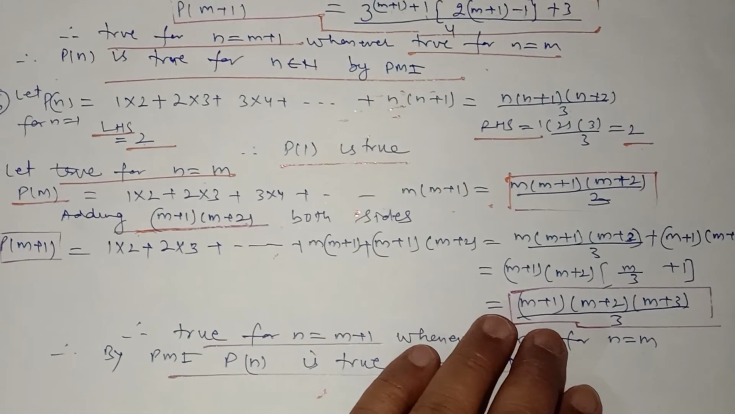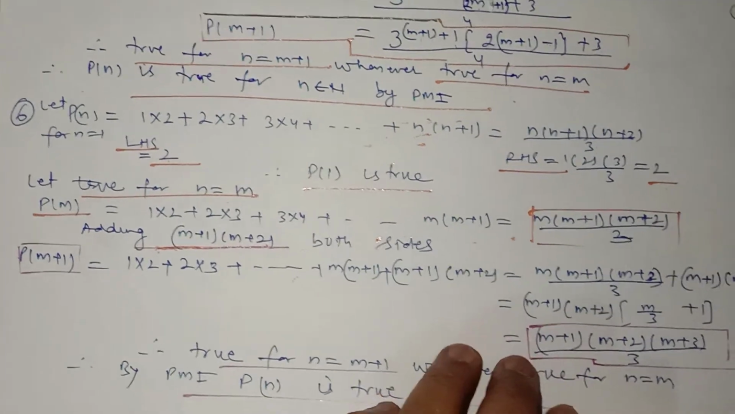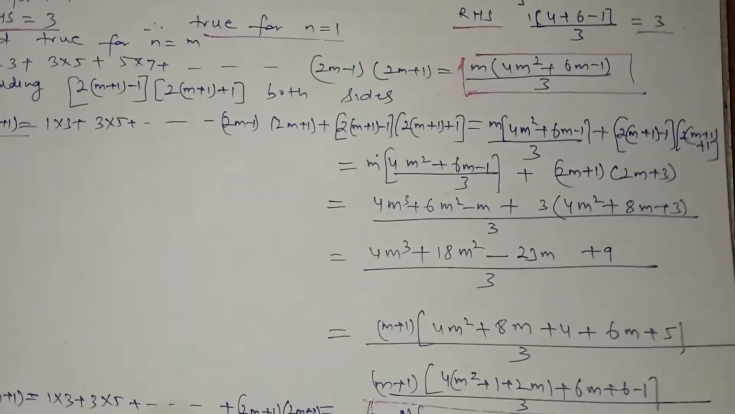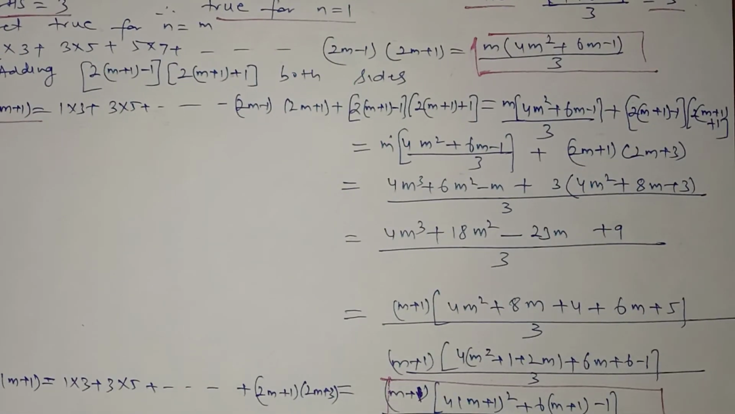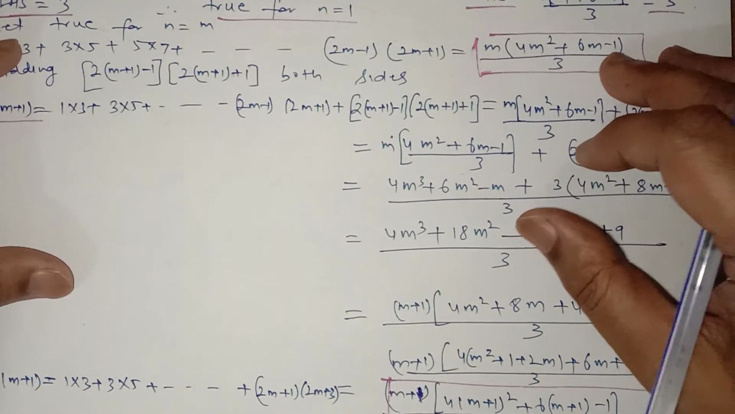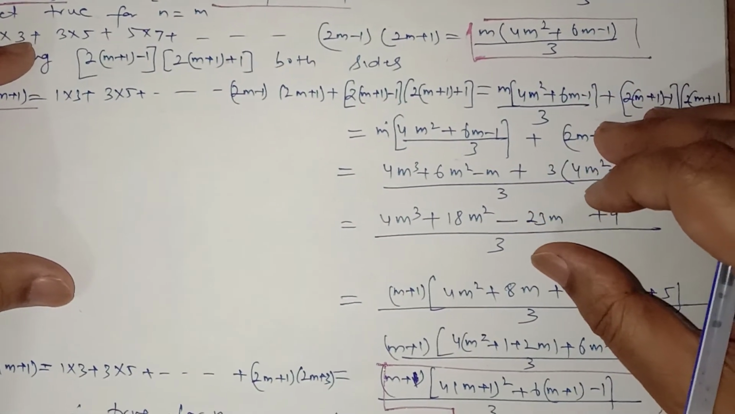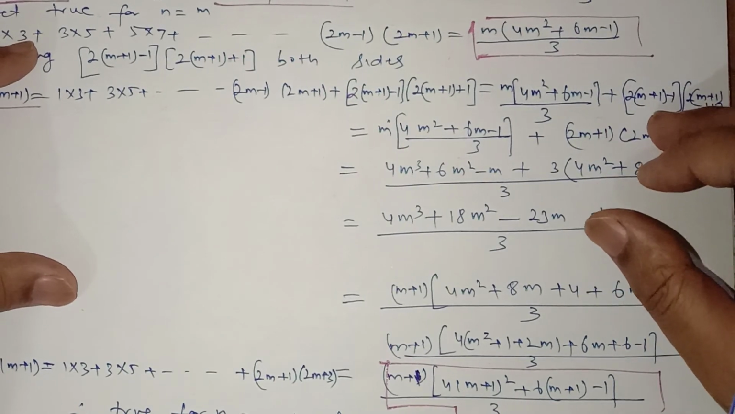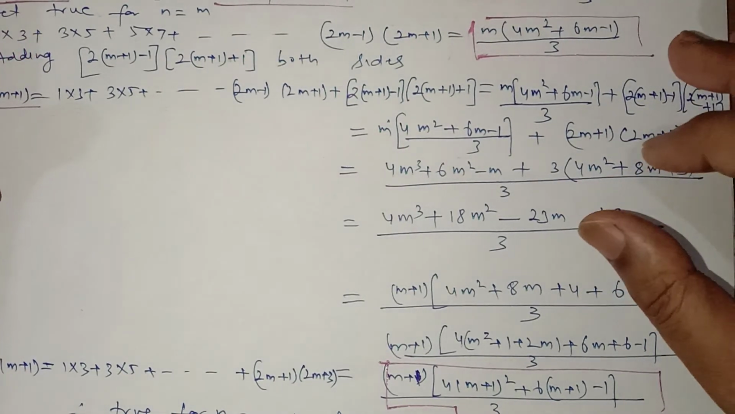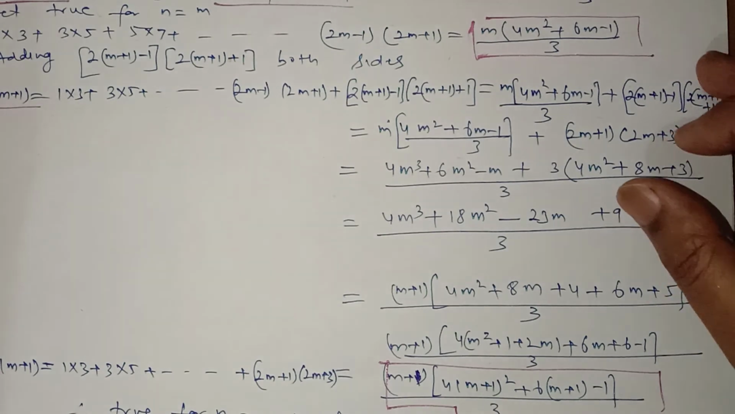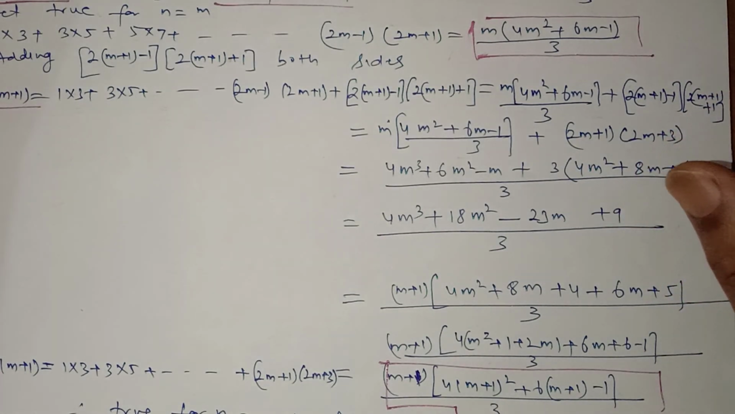So you must have seen that almost all the questions we are doing are the same, and the same steps are there. It may be that the calculation part to prove that it is true for m plus 1 may be long, but the method is same in almost all the questions. We will discuss the next questions in the next lecture.